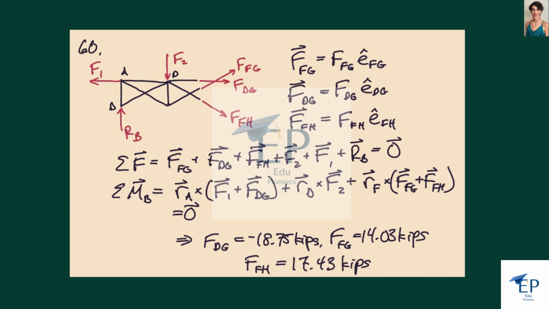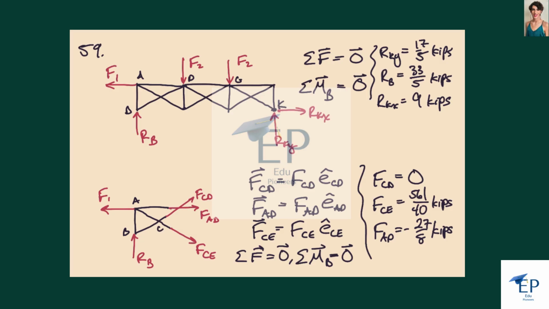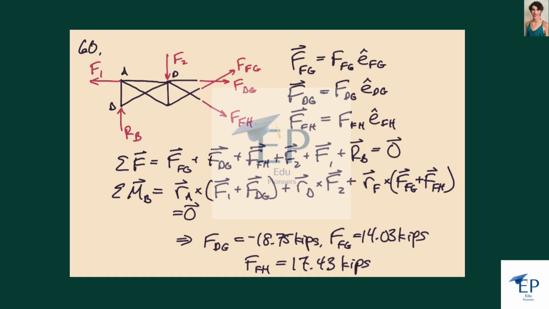And we get FDG is minus 18.75 kips, FFG is 14.03 kips, and FFH is 17.43 kips. So let's see, FDG is minus 18.75 here, and here AD was minus, not nearly as much. So that's about 3.5 maybe, minus 3.5, and here we're already up to 18, well, close to 19.